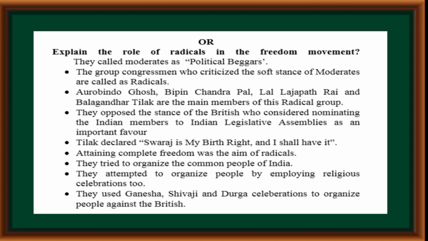Attaining complete freedom was the aim of radicals. They tried to organize the common people of India. They attempted to organize people by employing religious celebrations too. They used Ganesha, Shivaji, Durga celebrations to organize people against the British.